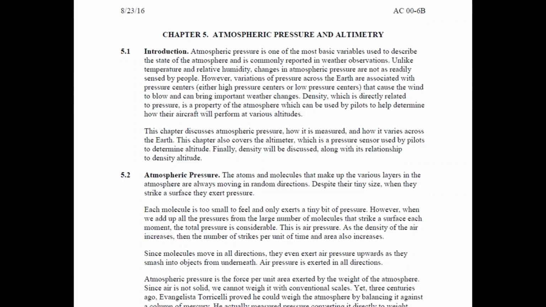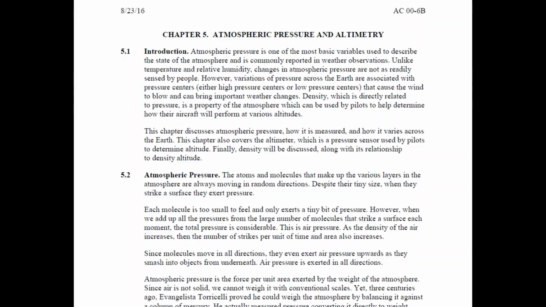Everything we plan is initially based on standard atmospheric pressures and no wind, basically a no weather environment. We do all the planning, and then we adjust everything after the fact for actual conditions.